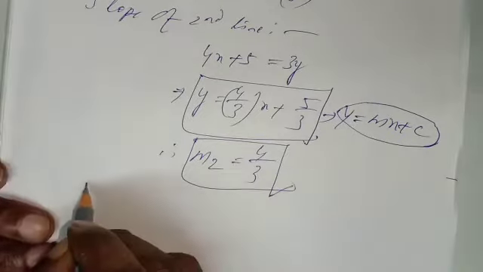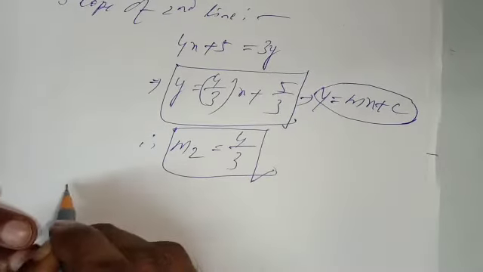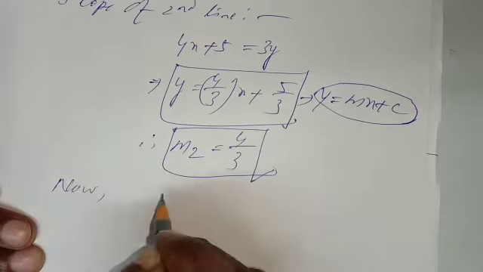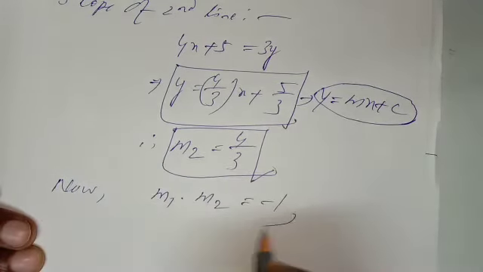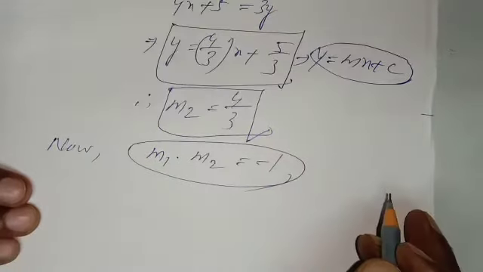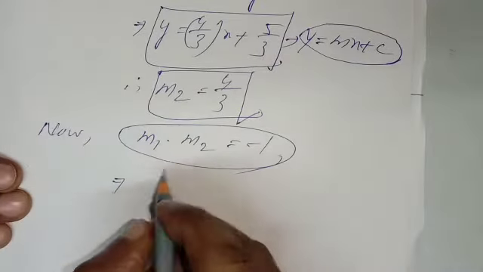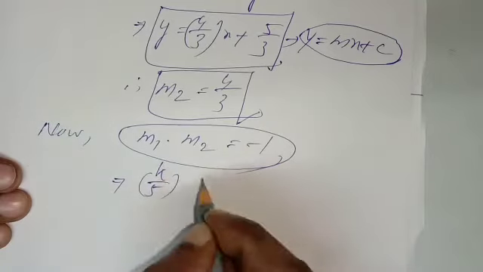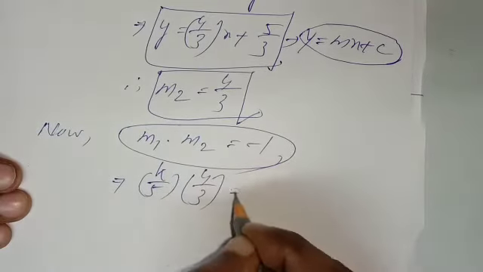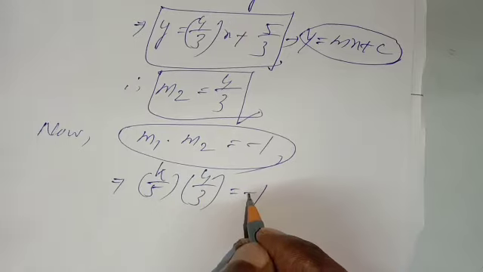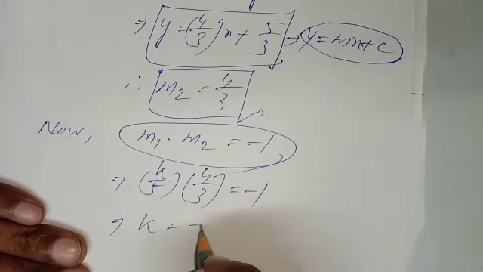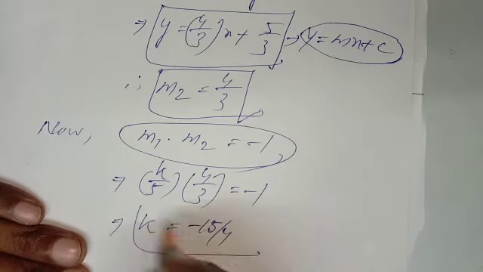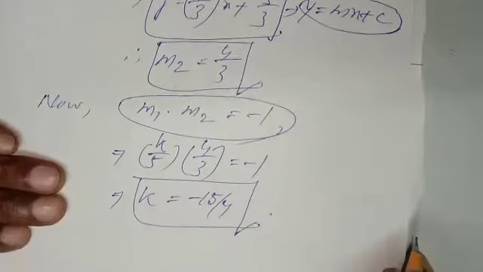Now, as both the lines are perpendicular, the slope of the first line into the slope of the second line should be equal to minus 1. This is the condition for the two lines to be perpendicular. Now putting m1 is equal to k by 5 and m2 equal to 4 by 3, the product is equal to minus 1. Therefore, k is equal to minus 15 by 4.